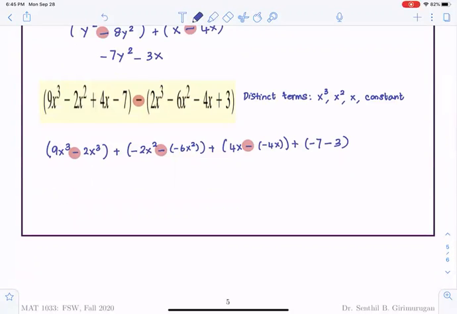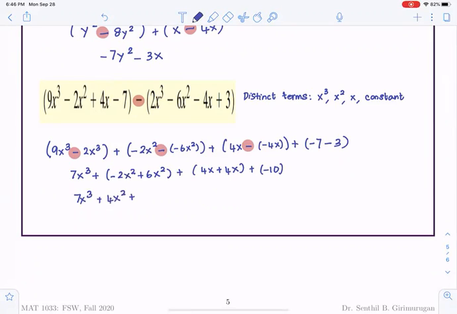So 9x cubed minus 2x cubed is 7x cubed. Negative 2x squared, negative times negative is positive 6x squared. 4x, negative times negative 4x is positive 8x. Sorry, my brain's going one step ahead. 4x plus negative 7, negative 3 is negative 10. So 7x cubed plus 4x squared plus 8x minus 10 will be the answer.